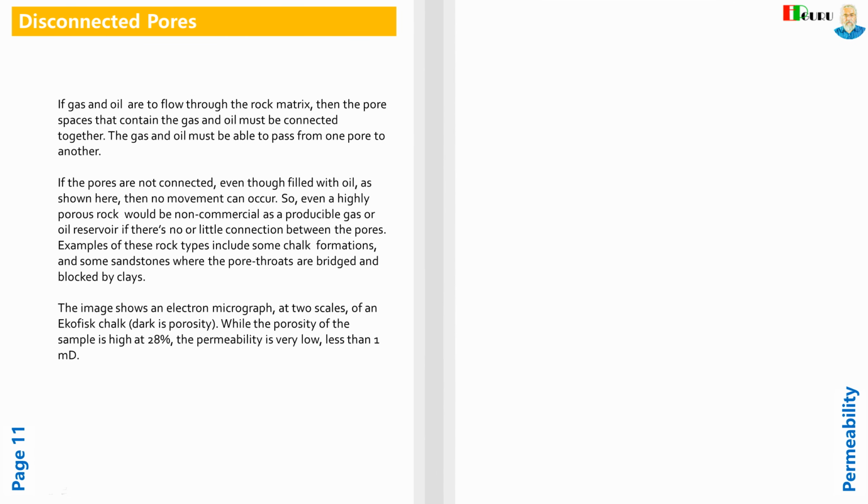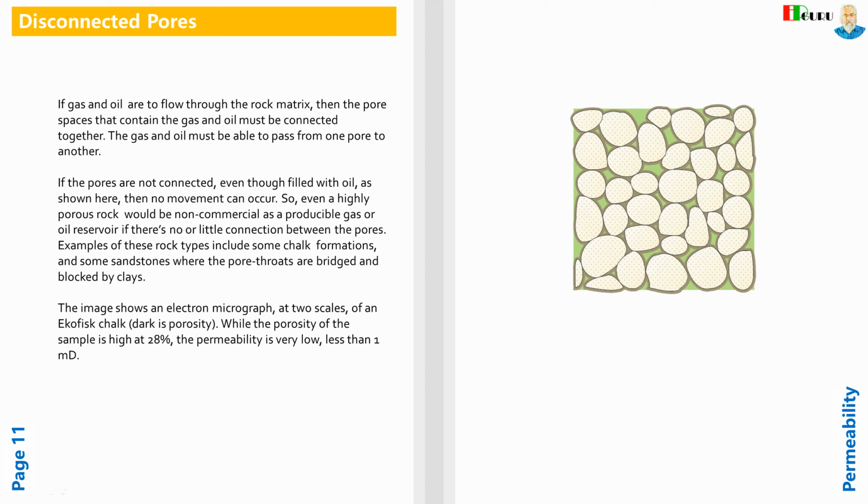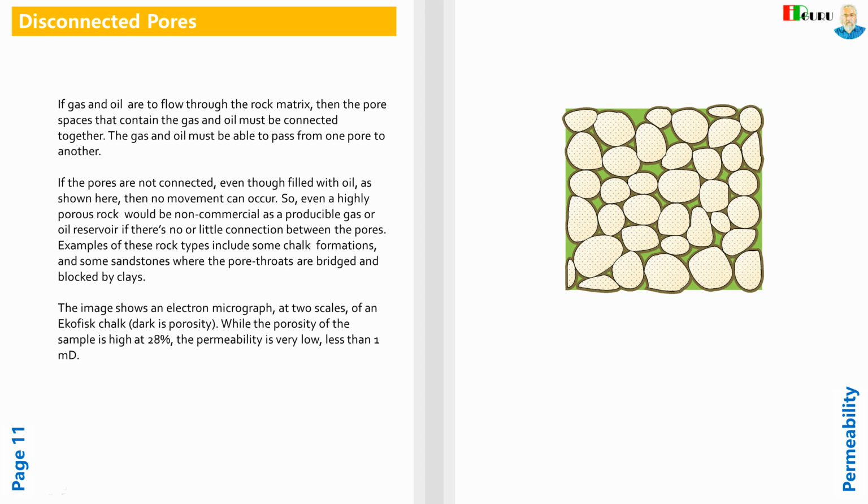If gas and oil are to flow through the rock matrix, then the pore spaces that contain the gas and oil must be connected together. The gas and oil must be able to pass from one pore to another. If the pores are not connected, even though filled with oil, as shown here, then no movement can occur. So, even a highly porous rock would be non-commercial as a producible gas or oil reservoir if there's no or little connection between the pores.